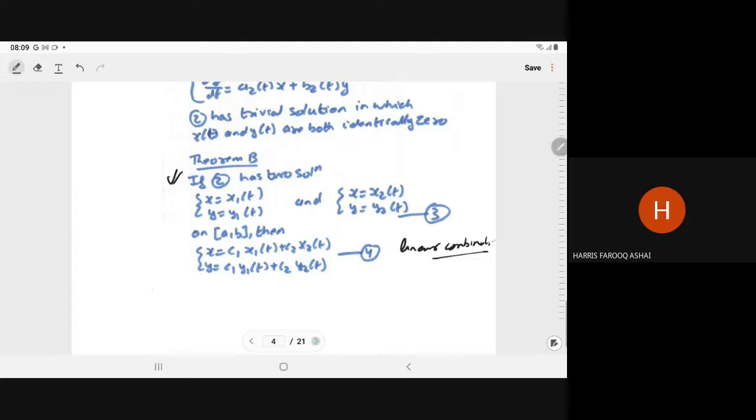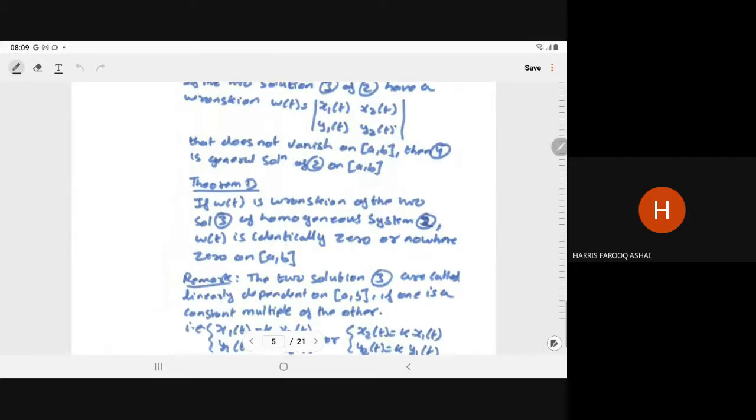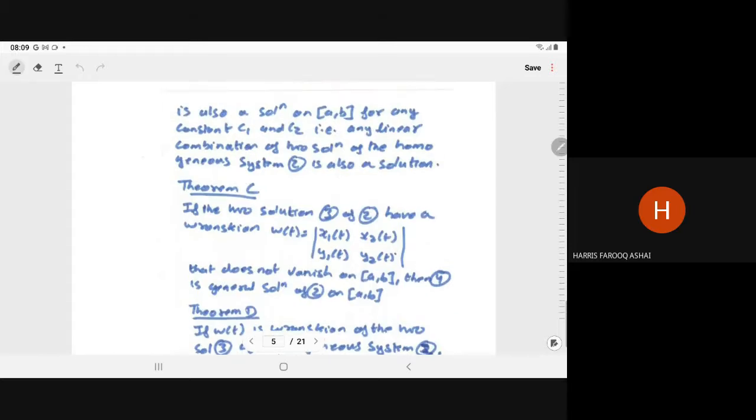So 4 is also a solution of the homogeneous system of equations on the closed interval AB for any constants C1 and C2. That is, any linear combination of two solutions of a homogeneous system is also a solution. Linear combination of the solutions for a homogeneous system of equations is also a solution. Then after that we have the next theorem.